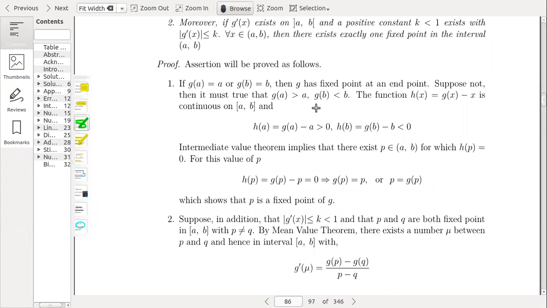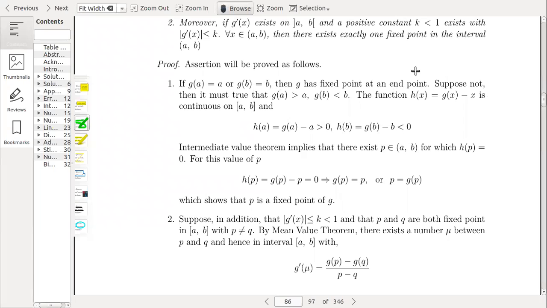G of a is greater than a and g of b is less than b. The function h of x equal to g of x minus x is continuous on [a, b]. This is a rearrangement of the given function. If the given function is g of x, you can take one rearrangement to be g of x minus x, and call it h of x. Then substitute the first boundary point a. So h of a is equal to g of a minus a, which should be greater than 0. On the other side, if we substitute the other boundary value b, h of b is equal to g of b minus b, which should be less than 0, negative.